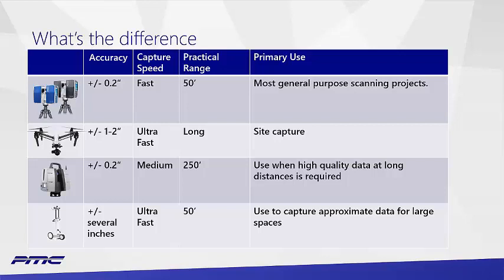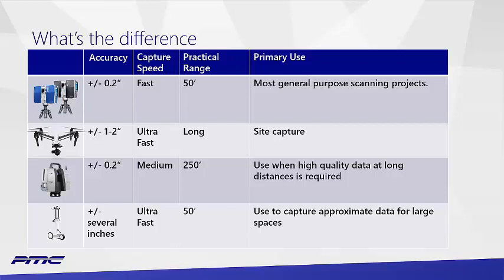On the traditional scanning, the capture speed is going to be fast. It's going to have about a 50-foot practical range. Again, these machines claim ranges substantially more than that, and there are purposes where they're adequate for these extended ranges. But in general, the smaller machines are going to be good to about 50 feet.